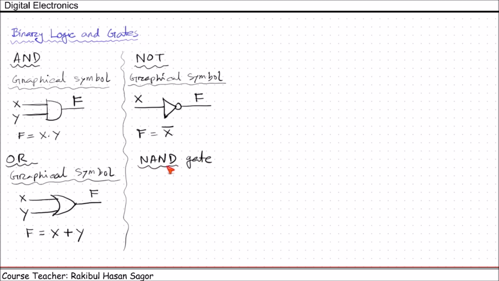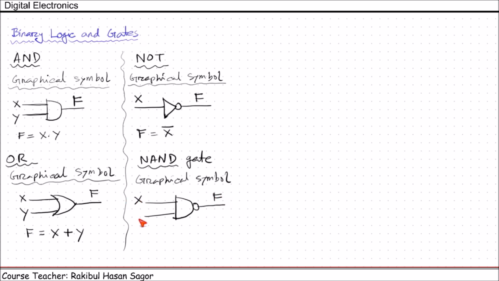So this is the name of the gate, NAND gate. What is NAND gate? Not AND gate. That means the output of the AND gate will be inverted, and that will give the output of the NAND gate. The graphical symbol for NAND gate is quite similar to our AND gate, but we'll put a bubble here. Bubble means the output of the AND gate will be inverted and it will be presented here.